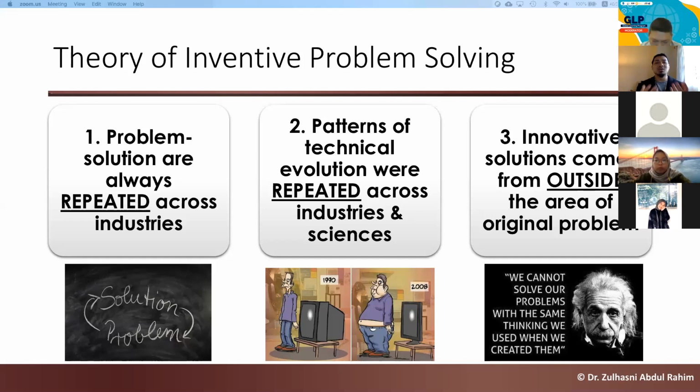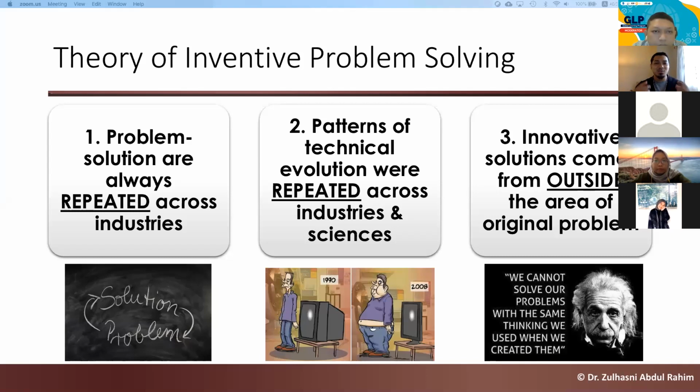Similar when they design a military tank, similar when we design a submarine and so on and so forth. So the problem is repeated, and so does the solution. So for us laymen, every time we face a problem, actually somebody has already solved your problem. You need to find out, because when you know that somebody has already learned how to solve your problem, it is easier for us to learn from others.